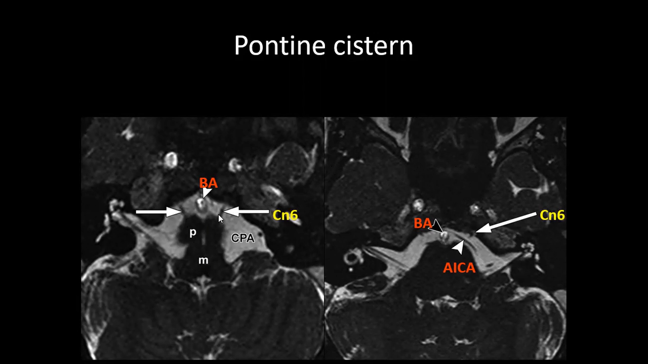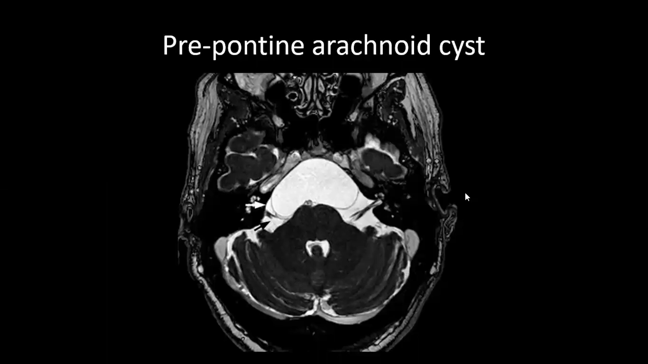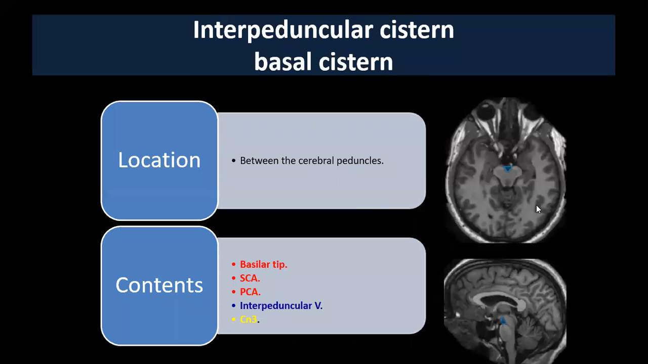The sixth cranial nerve crosses the prepontine system to enter the Dorello canal, a small canal in the skull base, before it enters the Meckel cave. Sometimes it is affected by an arachnoid cyst. This is the prepontine system expanded by an arachnoid cyst, so it's called a prepontine arachnoid cyst.